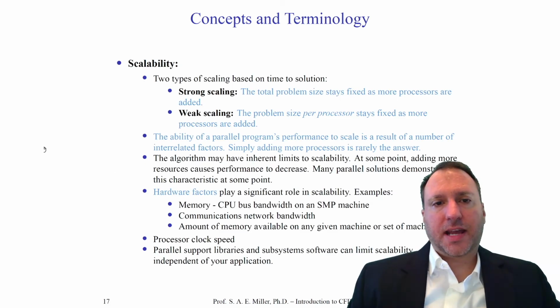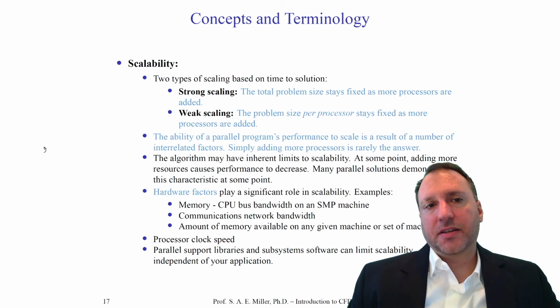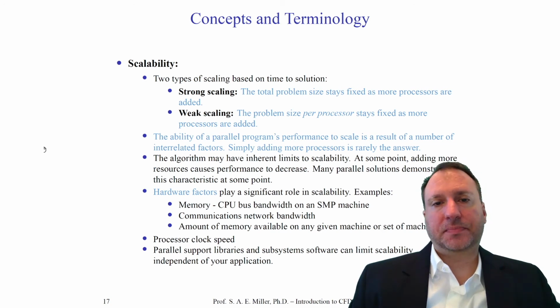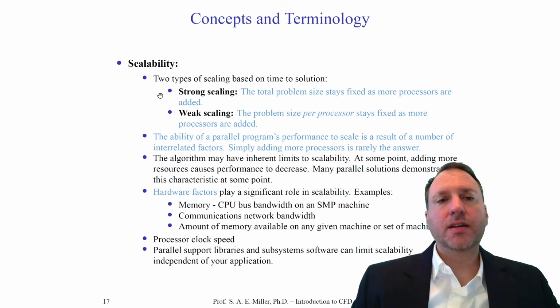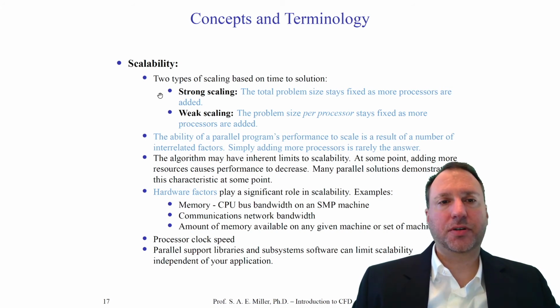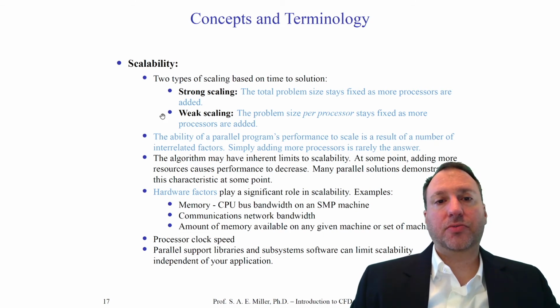Now, the idea of scalability is simple. We divide it into 2 categories: strong scaling and weak scaling. In strong scaling, the total problem size stays fixed as more processors are added. If we do a parallel study holding the total problem size fixed and increasing the number of processors, we would do a strong scaling study. A weak scaling study is where we increase the number of processors and keep the problem size the same on a per-processor basis.